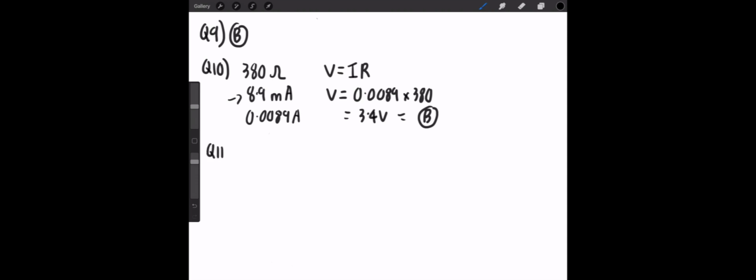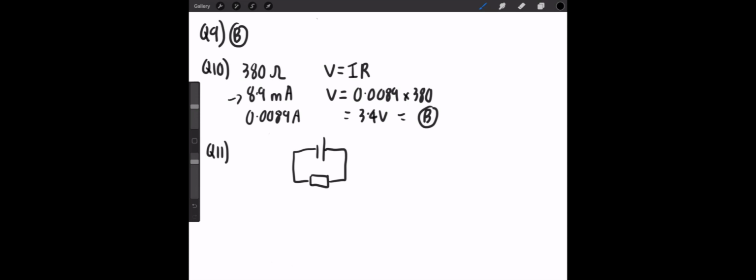Right, question 11. A 650 milliamp current flows through a single loop circuit. The only components in the circuit are the battery and a 55 ohm resistor. If the resistor is changed for another resistor with double the resistance, what is the new current in the circuit? So we've got a very simple circuit with one resistor in.